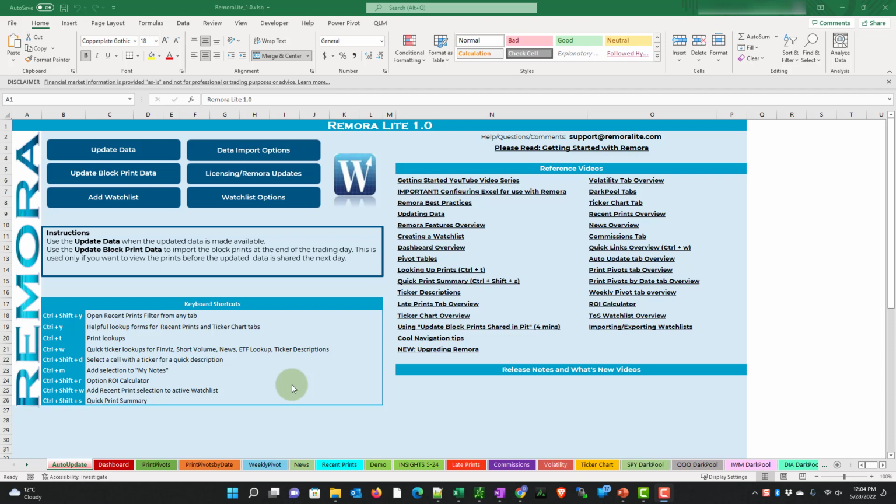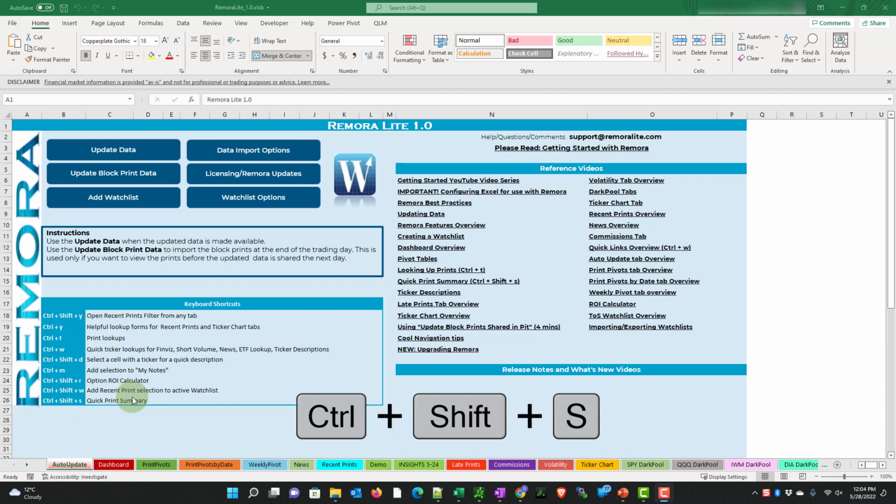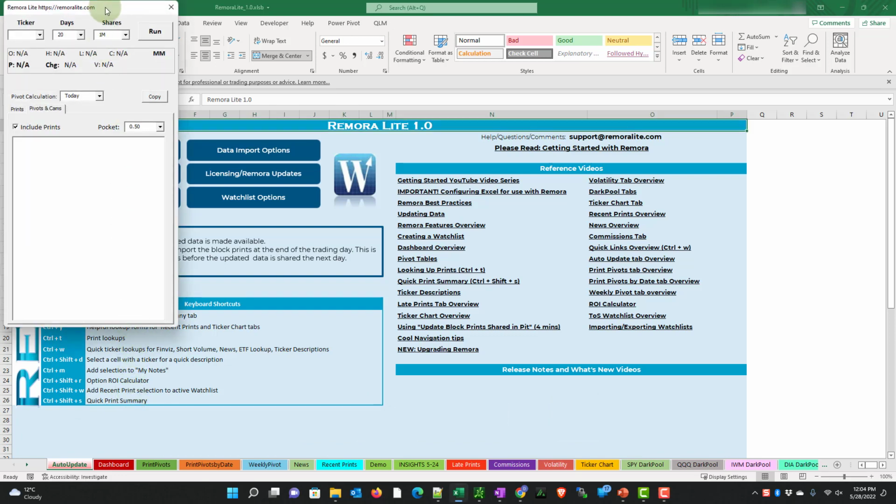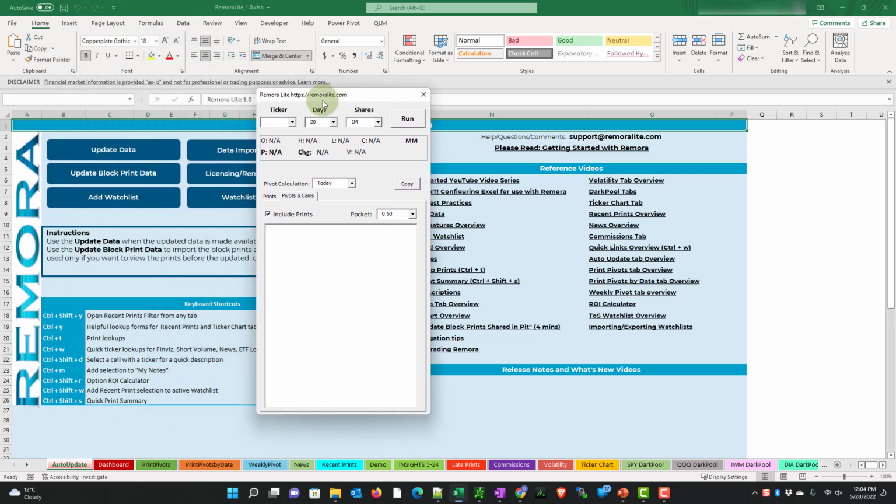In this video, we're going to look at the quick print summary form, which is Ctrl, Shift, and S. The keyboard shortcut for that can be found on the Auto Update tab and your keyboard shortcuts reference. So down here at the bottom, we see Ctrl, Shift, and S. So let's go ahead and click that together. This brings up a form, which is quite helpful.